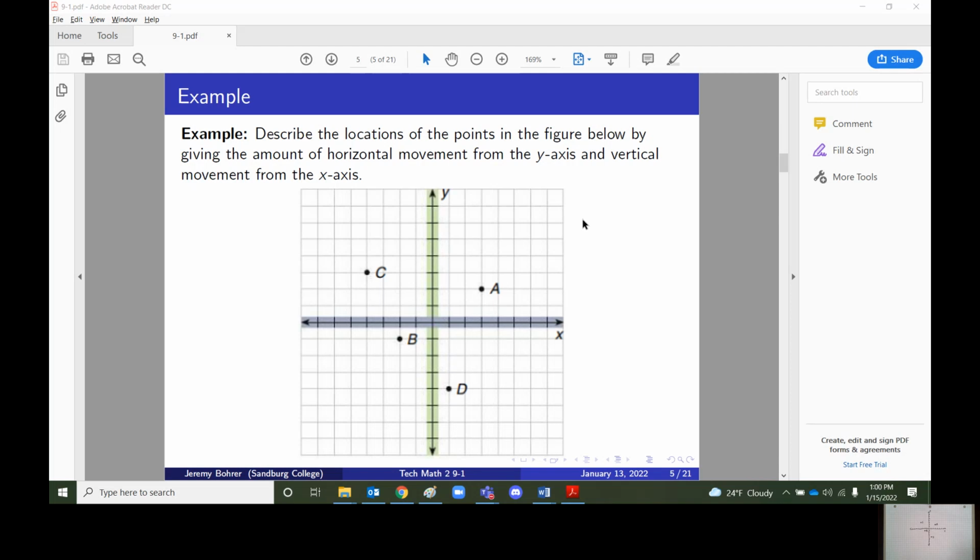In the book, it describes it as horizontal movement from the origin and vertical movement from the x-axis, but I tend to look at it as horizontal movement from the y-axis and vertical movement from the x-axis because the points are not horizontal from the origin. They would be if they were on the x-axis, but none of these points are on the x-axis. So I've recreated this graph on graph paper, and we'll take a look at these points that way.